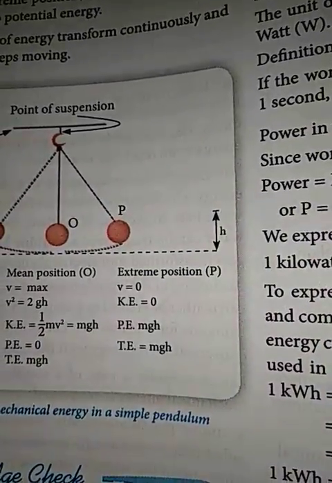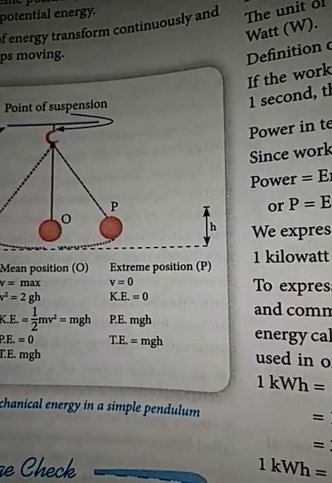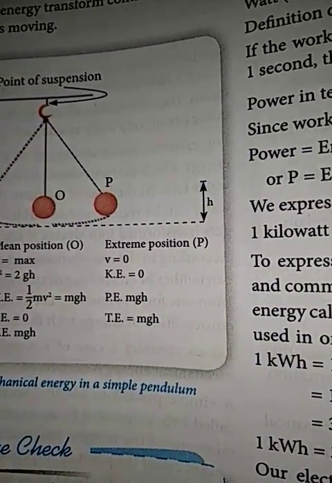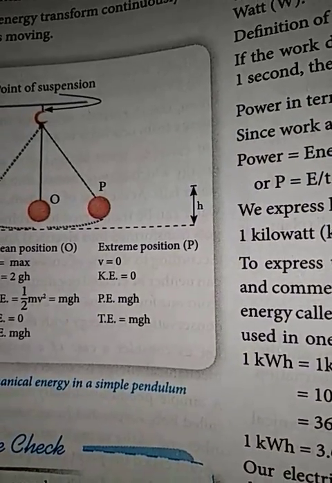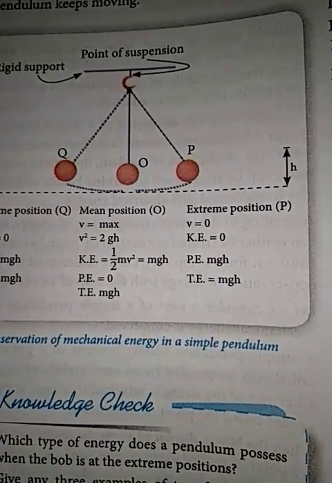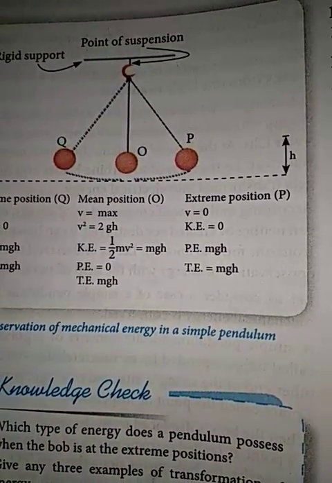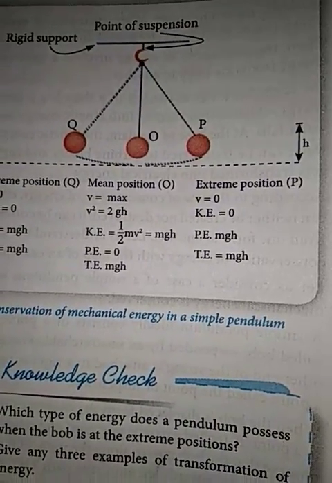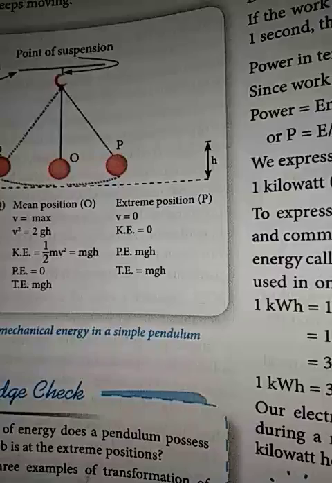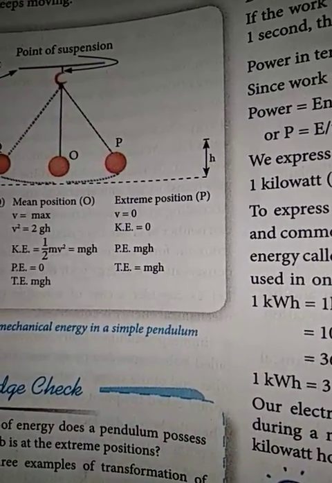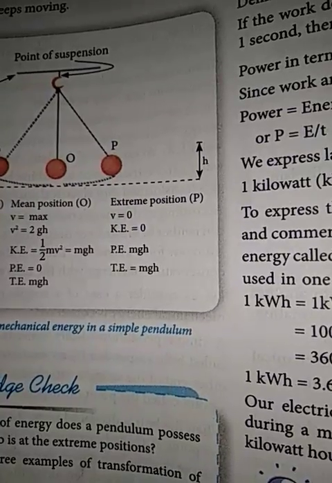At extreme position P, velocity v is equal to 0, kinetic energy is also 0, so potential energy is equal to mgh. So total energy, kinetic energy plus potential energy, is equal to mgh. In the mean position, total energy is equal to kinetic energy plus potential energy: kinetic energy is mgh, so mgh plus 0 is mgh. At extreme position P, total energy is kinetic energy 0 plus potential energy mgh, so total energy is mgh.